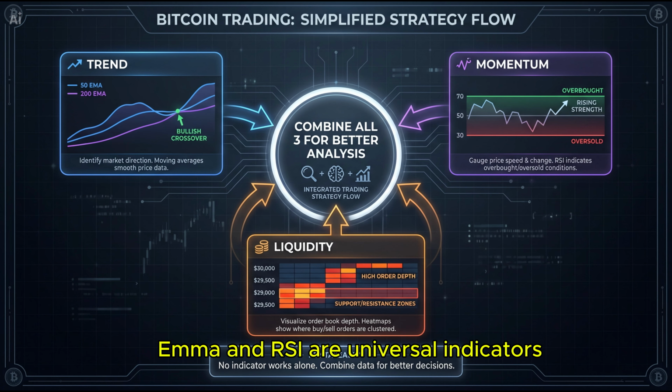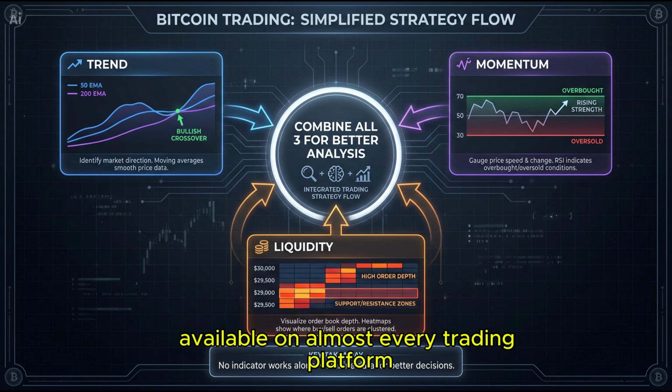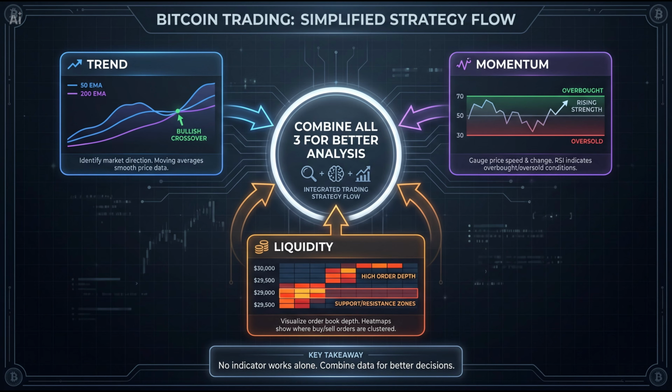EMA and RSI are universal indicators available on almost every trading platform. The heat map, on the other hand, depends on the available data and may represent order book liquidity, liquidations, or trading volume, depending on the tool being used.